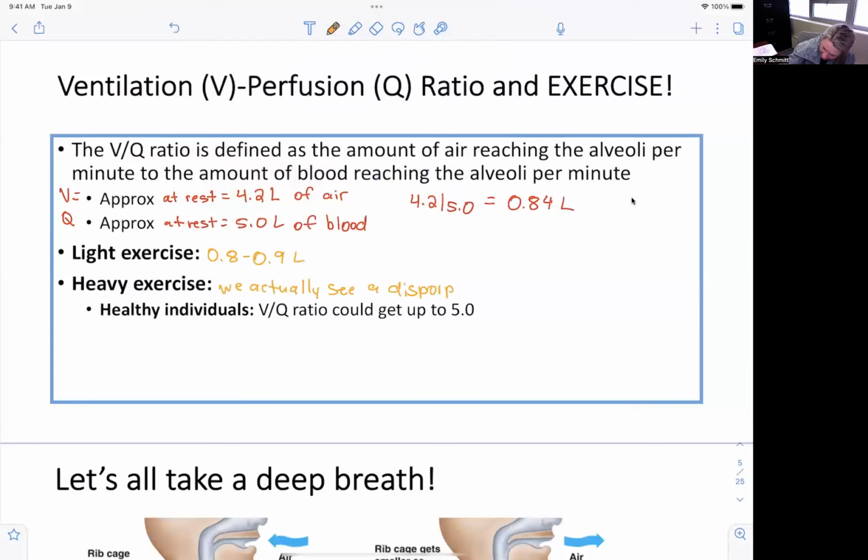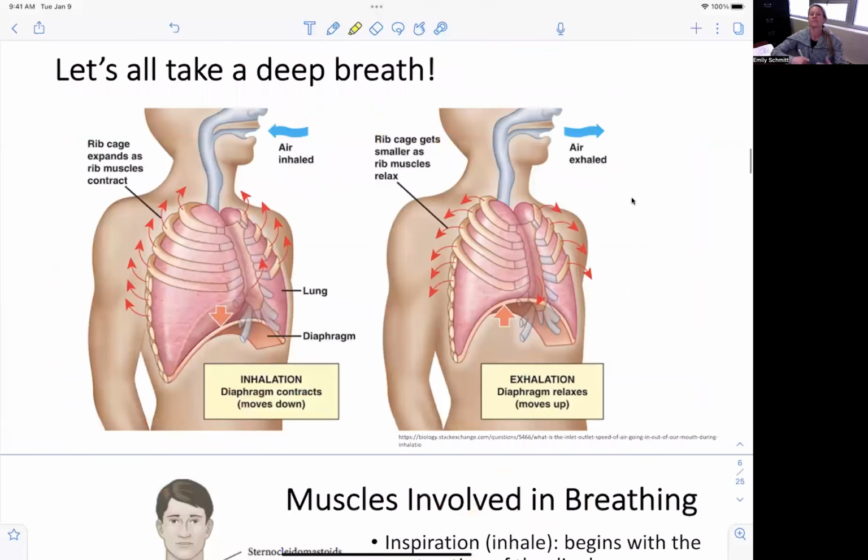a disproportionate increase in our alveolar ventilation. So this means that the VQ ratio could actually get up to 5.0. Again, we'll review some of this as we go along.